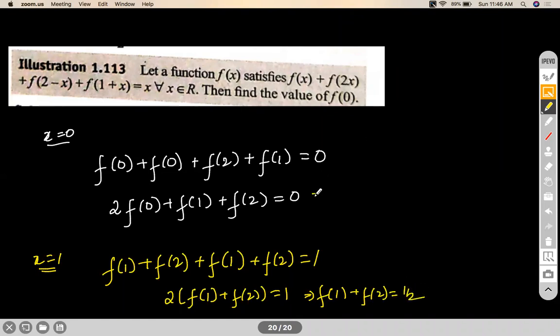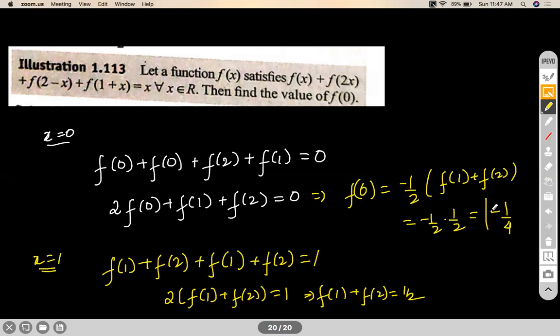And from here I know that f0 is negative half of f1 plus f2. So clearly your answer will become minus half into half, which is minus 1/4. So if you have got minus 1/4, your answer is absolutely correct. Those who got a half or a minus half, please check where you went wrong. Okay, easy.